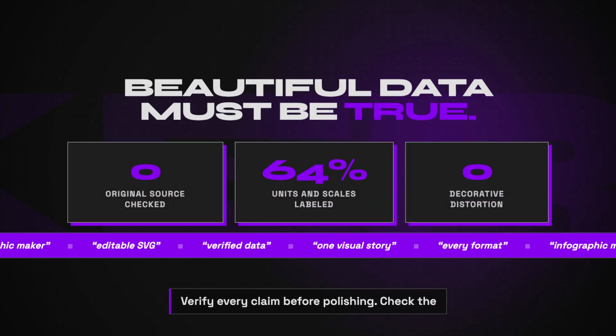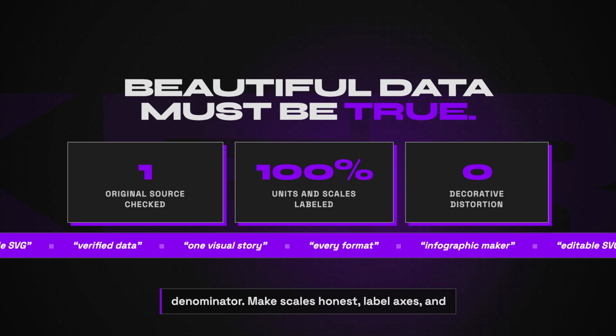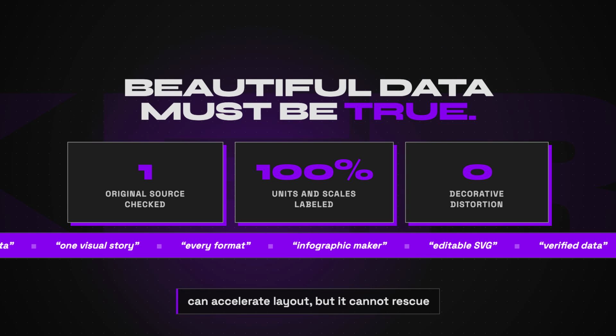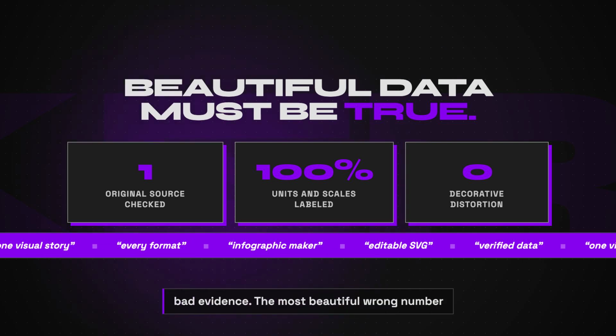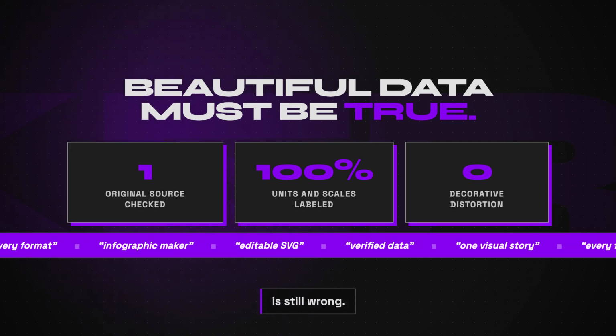Verify every claim before polishing. Check the original source, date, unit, sample size, and denominator. Make scales honest, label axes, and avoid 3-dimensional charts that distort comparison. Generation can accelerate layout, but it cannot rescue bad evidence. The most beautiful wrong number is still wrong.